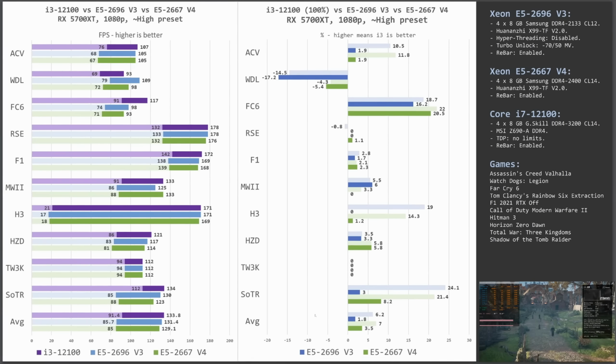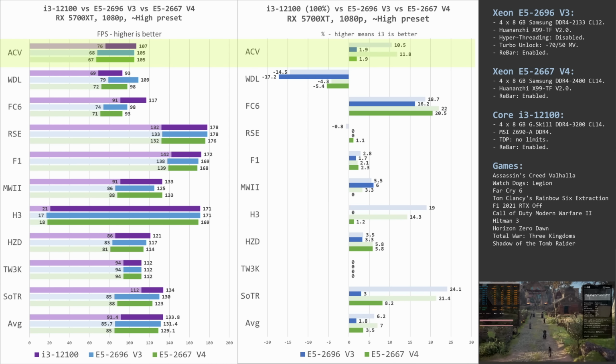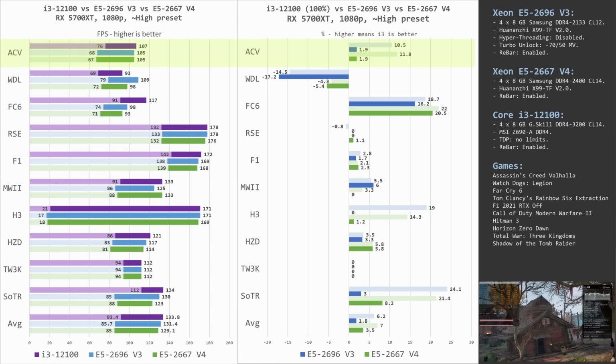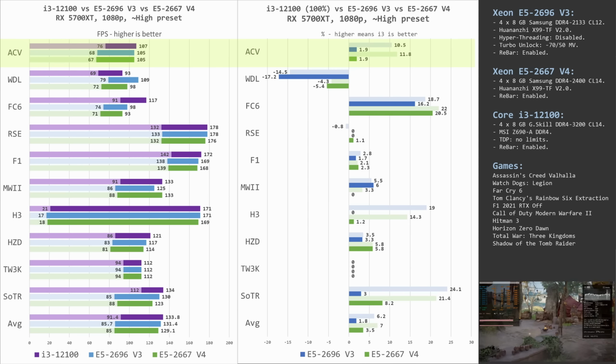Let's start with Assassin's Creed Valhalla as usual. Here Core i3 is able to render 76 and 107 FPS. Xeon CPUs deliver almost identical performance, 67 and 105 FPS. As you can see, even though the game is rather demanding, quad-core i3 is still faster.